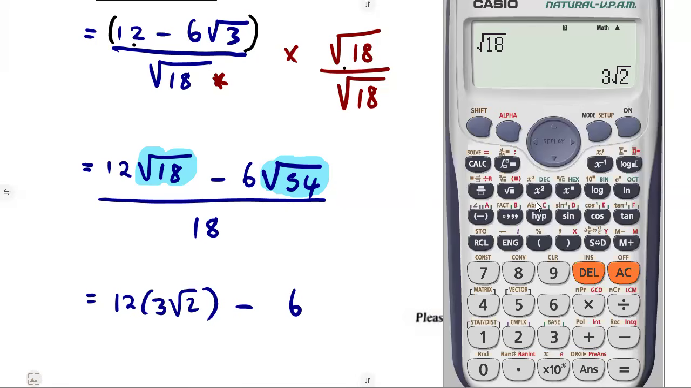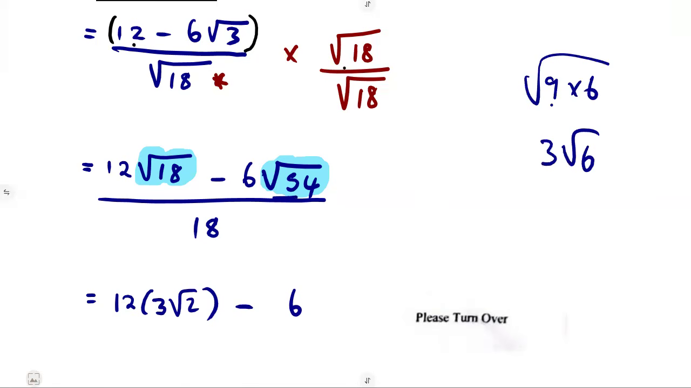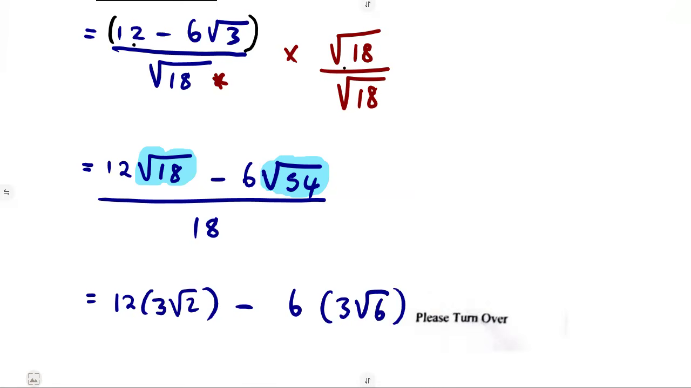But if I do not know this, guys, the calculator is there. Square root of 54. That will be 3 square root of 6. So that is what you're going to have. In place of the square root of 54, we are going to have what? 3 square root of 6. So this is where we are.